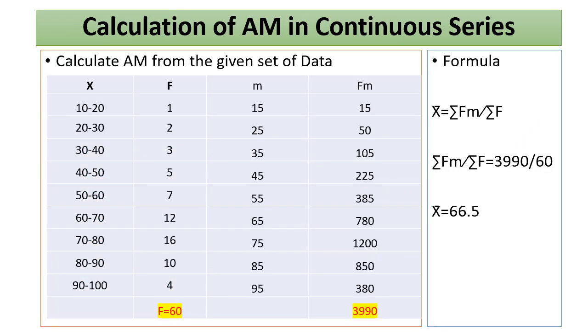Now coming to the calculation of arithmetic mean in a continuous series, we take up a given set of data and we would be doing the calculation by the use of direct method. So direct method is where, let's say, your class interval information is given to you and a frequency is there along with the class interval. So it's like how many people or how many items are falling in that particular class interval.